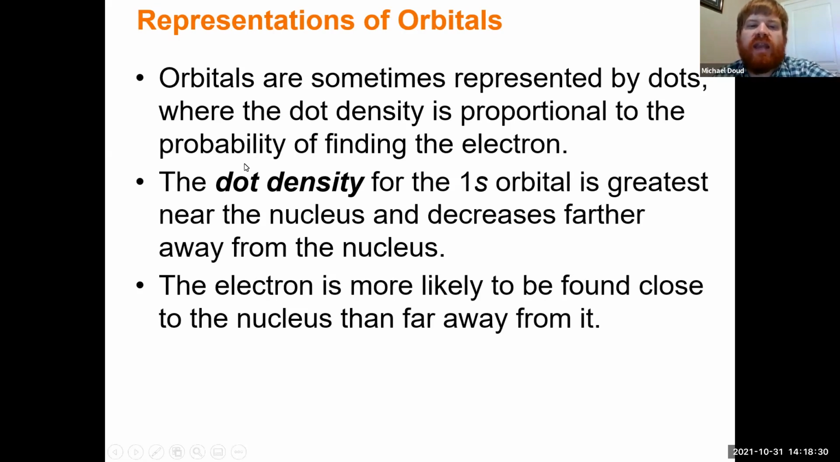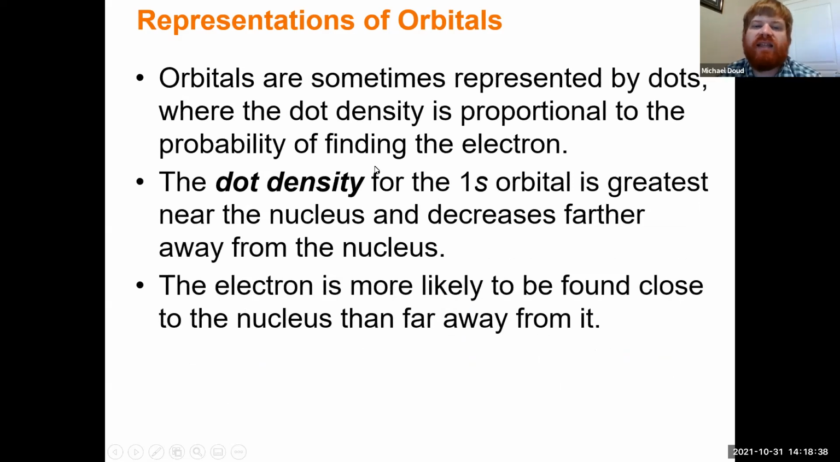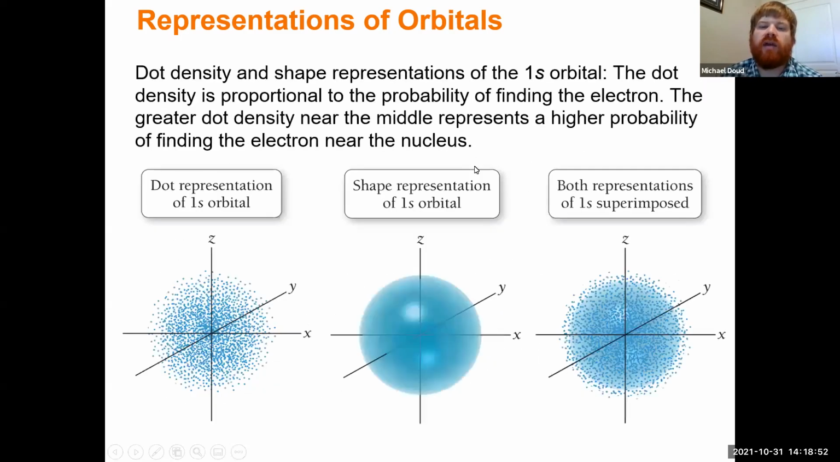Okay, the next part here is a dot density map. We'll take a look at a couple of these. I think they're on the next slide, I hope. Here we go. Yeah, so a couple slides from here. The dot density is just a way of showing the probability of finding an electron. And you'll see that the highest dot density is closest to the nucleus for the 1s orbital, and then it decreases farther away. So looking at it here, in a dot representation you see a lot more dots in the middle, close to the nucleus. This is the nucleus of an atom here at the origin of our graph. And then as we get farther away, we see fewer and fewer dots.